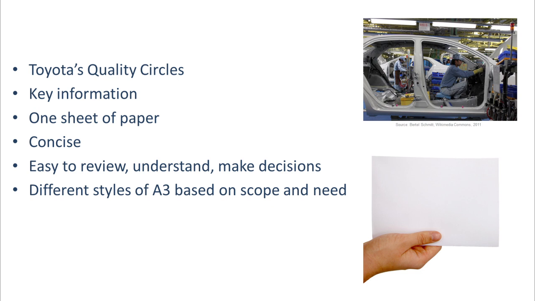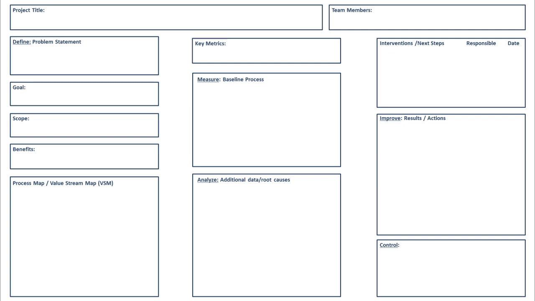Over the years, Toyota and other organizations developed different styles of A3 based on the scope and needs of their work. Here is one quick look at one A3 template. The term A3 comes from the ISO, International Organization for Standardization, name for an 11-inch by 17-inch size of paper. Looking back to its origins, this was the largest size of paper that could be faxed. This 11 by 17 paper is used as a worksheet to document, track, and share information on a quality improvement project. Using this sort of standard template has many advantages.